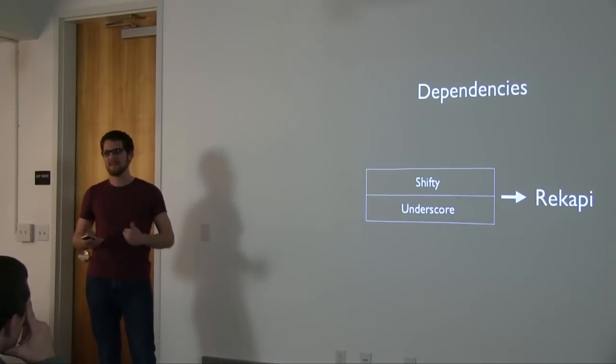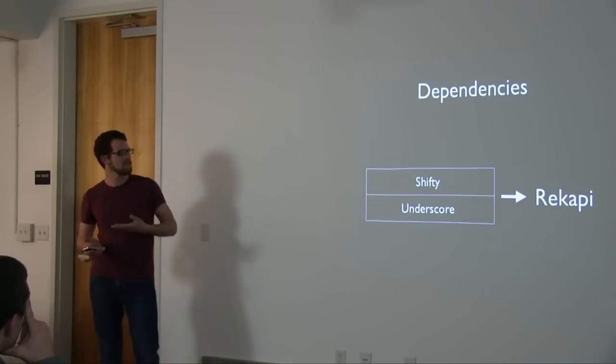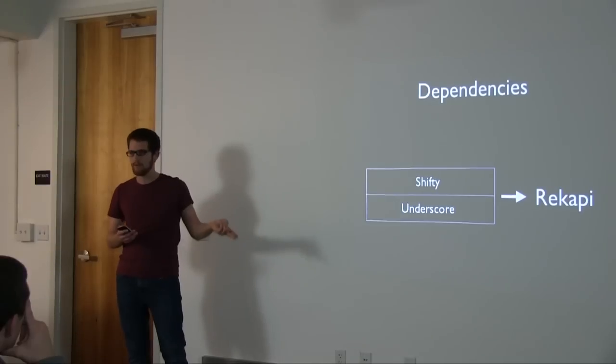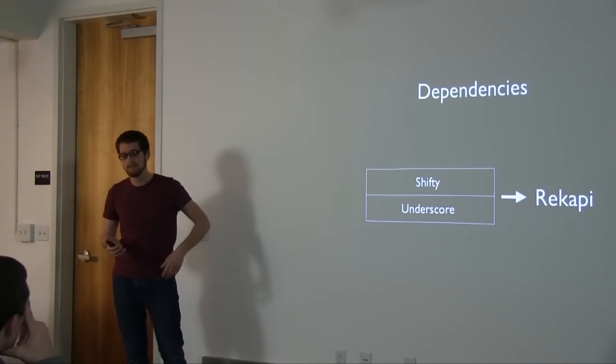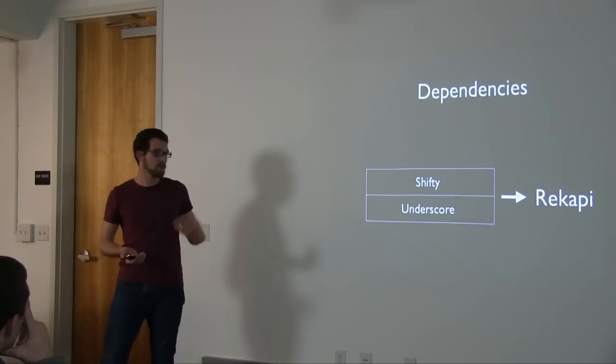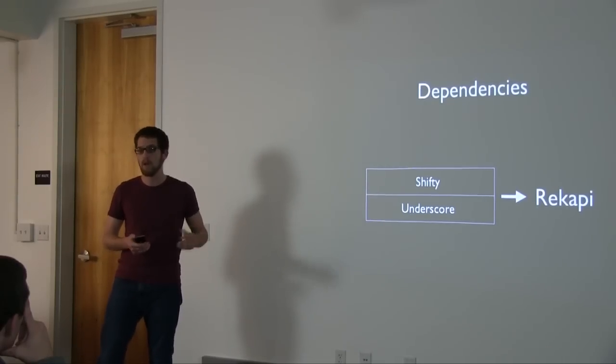So, what comprises Rekapi? It's got two dependencies, Shifty, which I mentioned, and it uses underscore. Underscore is a really powerful utility library by Jeremy Ashkenas. If you've been using Backbone, then you've been using underscore the whole time, because underscore is actually a dependency of Backbone as well.